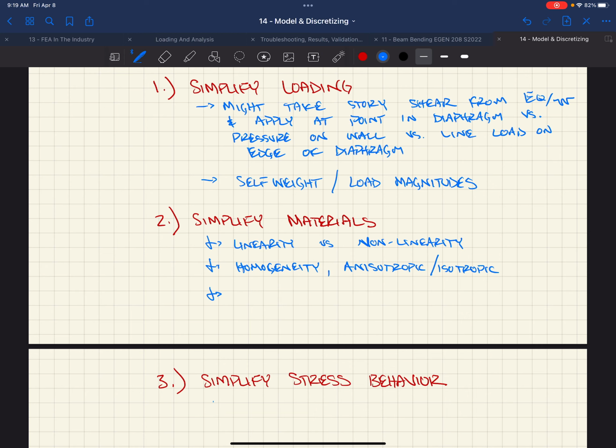Anisotropic or isotropic, right? The material performs differently in two directions. Is it the same material throughout, right? Again, VA, it's got to be homogeneous. It's got to be isotropic, right? VA doesn't allow us to look at things that are not that way.